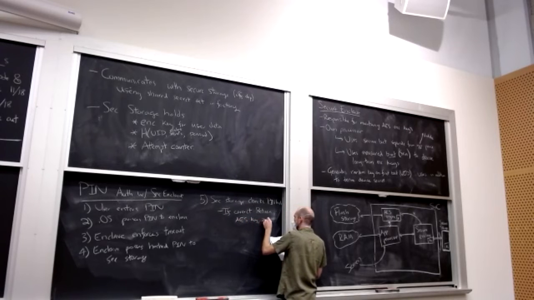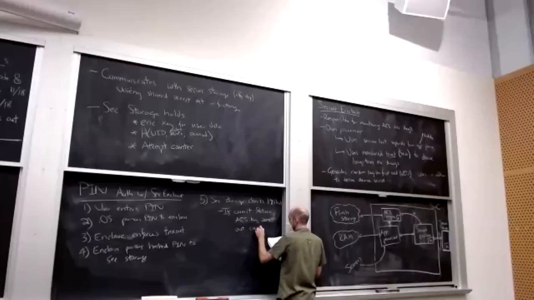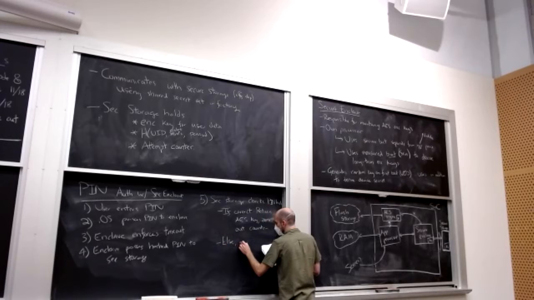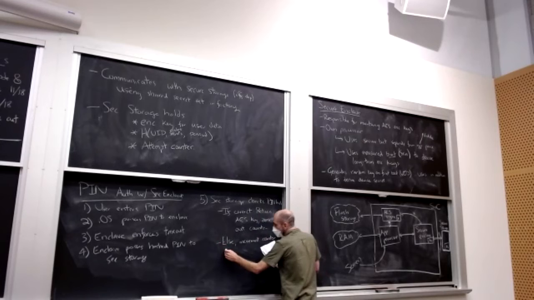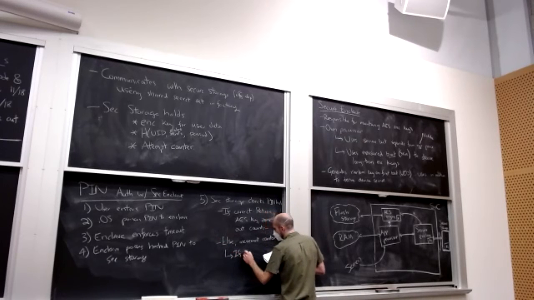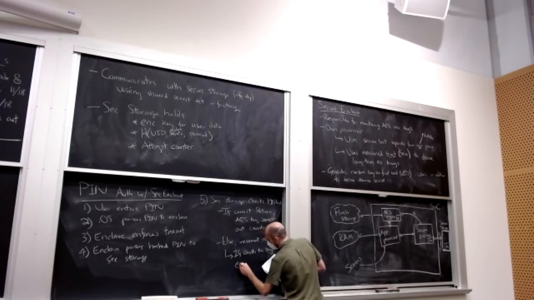And zero out the counter. Otherwise, increment counter. And if you made too many guesses, if counter is too big, say you get 10 guesses, erase the key.